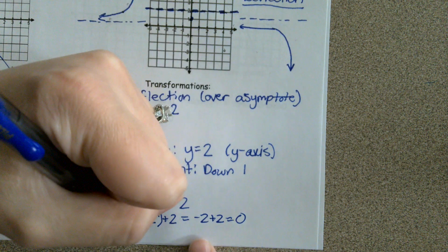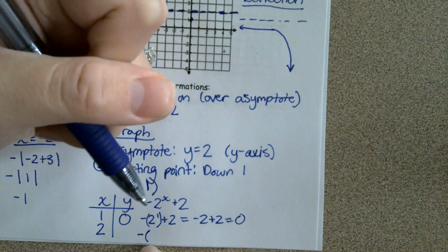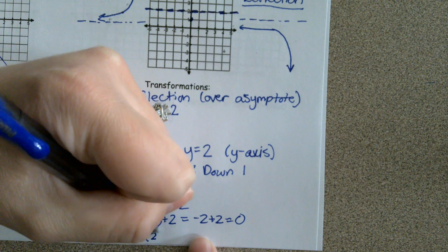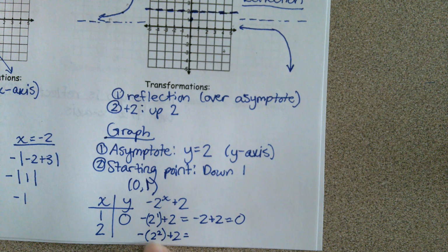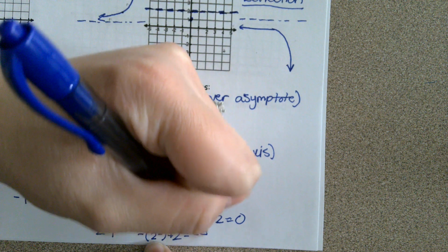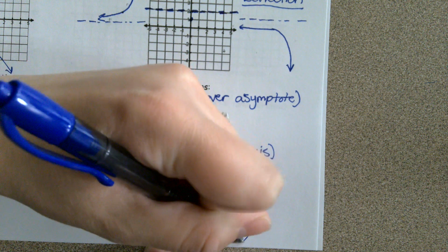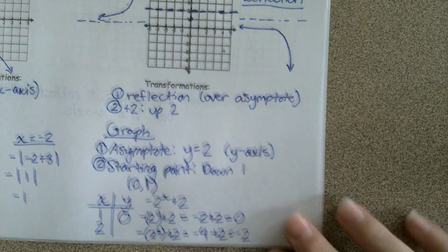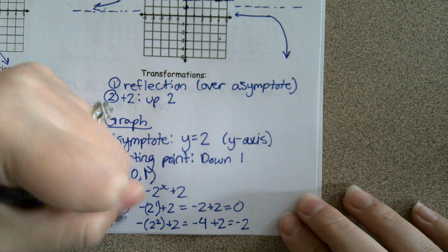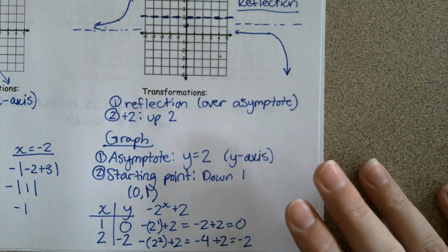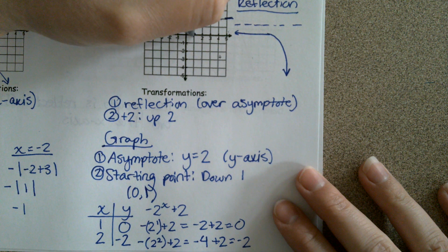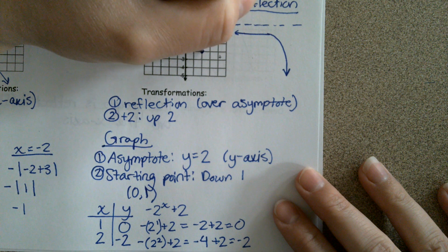Now the negative is important on this one. So make sure you put this in parentheses. Negative 2 squared plus 2. We want to square it without the negative involved. So 2 squared is 4, so we get negative 4 plus 2, which is negative 2. There are my other 2 points. So we have 1, 0, and 2, negative 2.